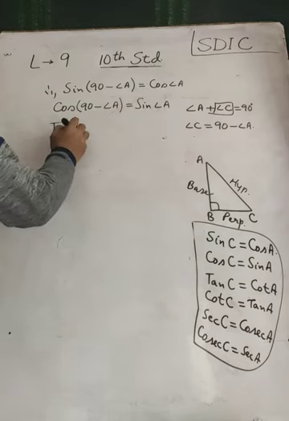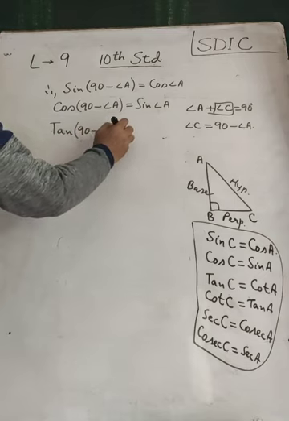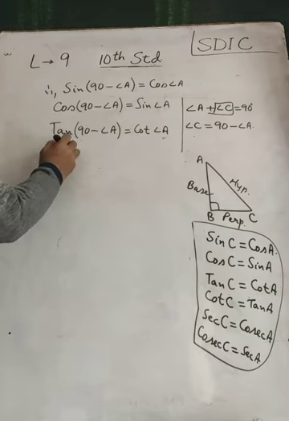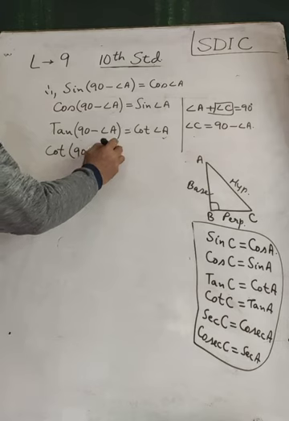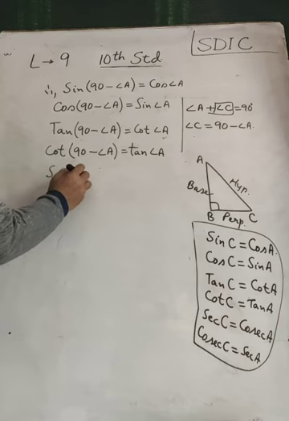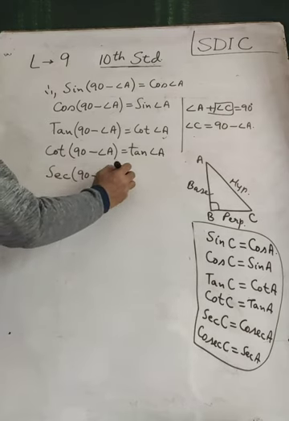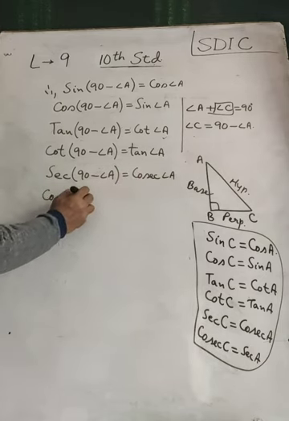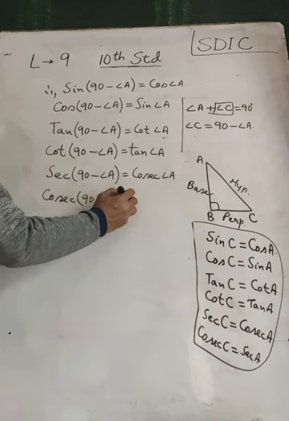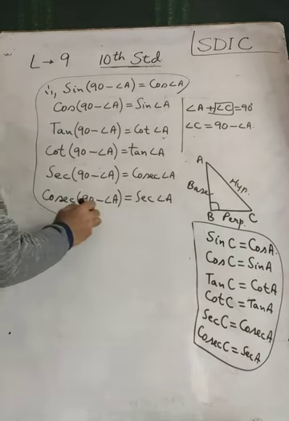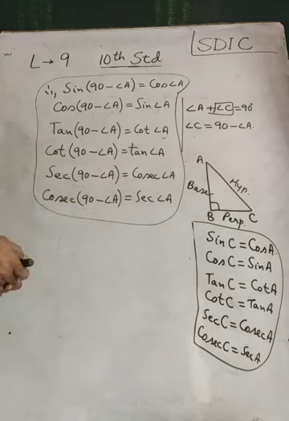Tan of 90 minus angle A is equal to cot of angle A. Cot of 90 minus angle A is equal to tan of angle A. Sec of 90 minus angle A is equal to cosec of angle A. And the last one, cosec of 90 minus angle A is equal to sec of angle A. These 6 relations will be now used here onwards. Complementary angles, trigonometric ratios of complementary angles.